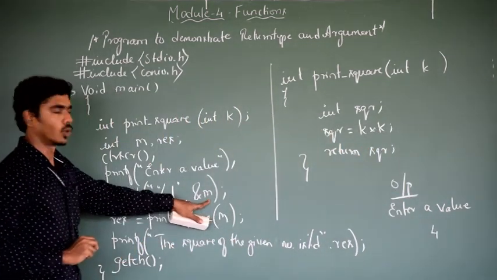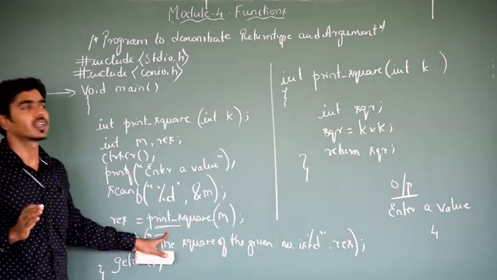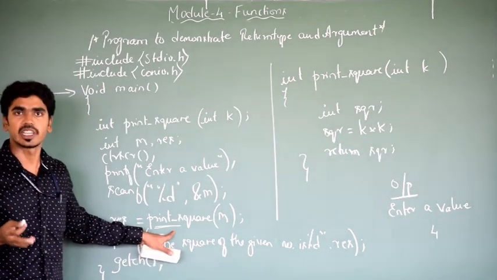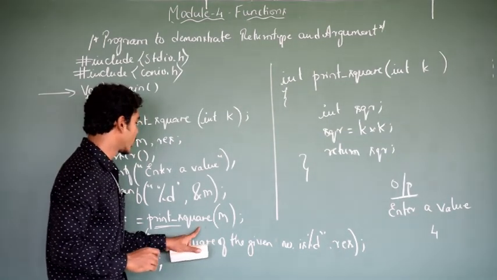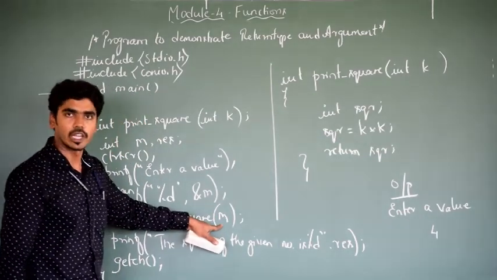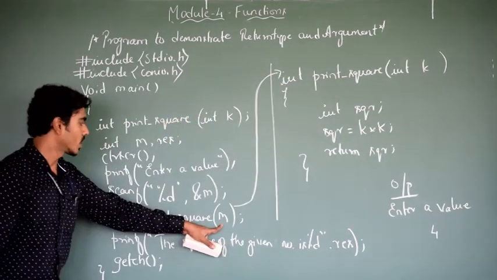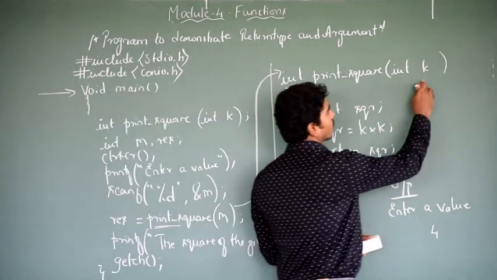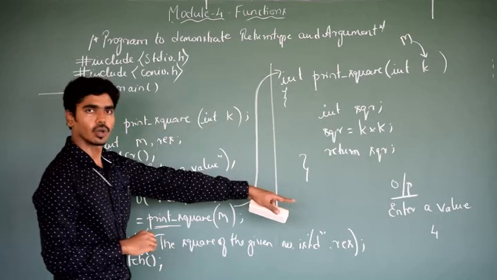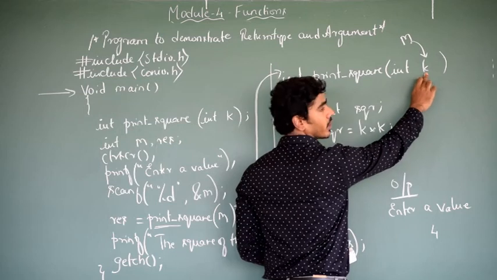Now the value stored in m is 4. Next line I have a function call. So very important, any program involving a user defined function must have this function call. Without a function call there is no meaning in using any functions. I am calling this function print_square by passing a variable that is m. So this is called call by value, and as usual now the control jumps to the called function with the value of m. The value of m was 4. That value 4 is received by k.